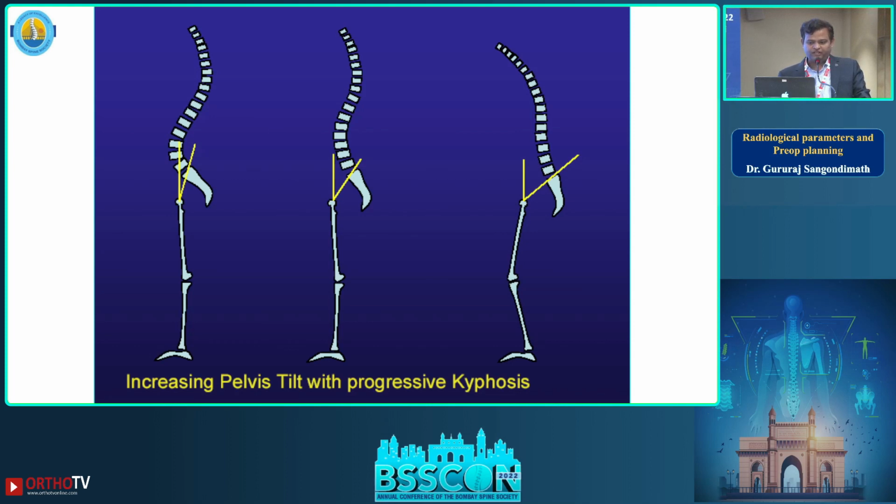So why is pelvic tilt important? Because with the increase in the progressive kyphosis, the body tends to compensate. In compensation, the pelvis retroverts, increasing the pelvic tilt. So always correcting this pelvic tilt is more important. So if you see, as and when the kyphosis increases, the pelvis goes on retroverting.